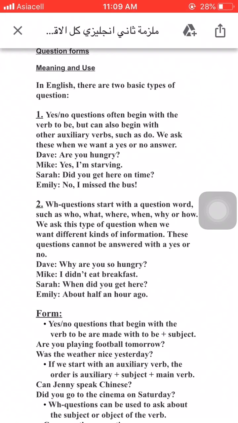Another type of question that we use is WH questions. WH questions start with a question word, such as who, what, where, when, why, or how. We ask this type of question when we want different kinds of information.